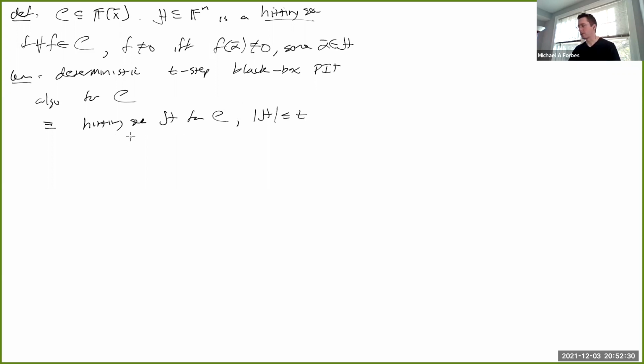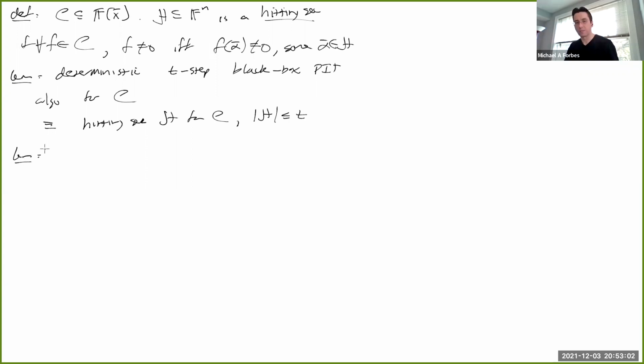And it's not too hard to see this. If you have a hitting set, then just evaluating on the hitting set is a deterministic black box algorithm, where the runtime is basically the number of evaluation points. So the backwards direction is easy. The forward direction is not hard either, basically just proving you can remove the adaptivity. So when I talk about black box algorithms, I mostly will be talking about hitting sets and the size of those hitting sets. Okay, so then do hitting sets exist?